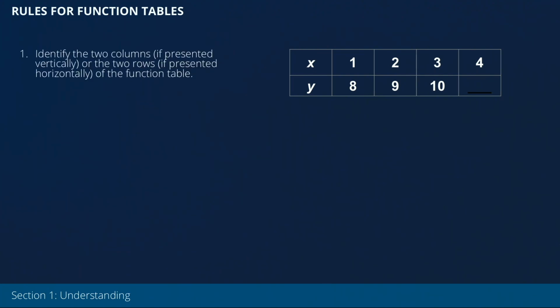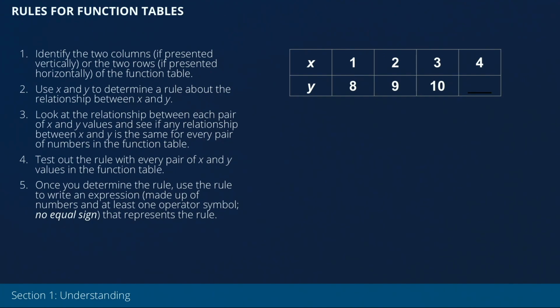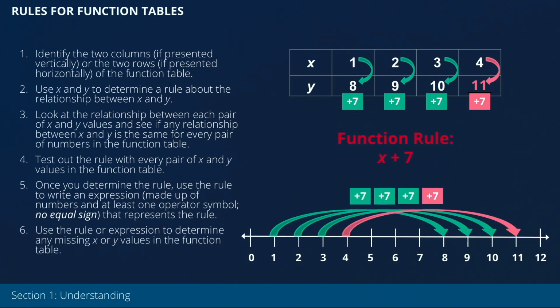First, I'm going to identify the two columns that I'm going to compare, or the two rows that I'm going to compare if my data was presented horizontally. And then I can use x and y to determine a rule about the relationship between x and y. And then I want to make a guess about that rule, and then I want to test it out for each value of x and y to make sure that that rule is the same for every pair of numbers. I'll test it out, and then once I determine the rule, I can write an expression to represent that rule, and that might look a little bit like this.